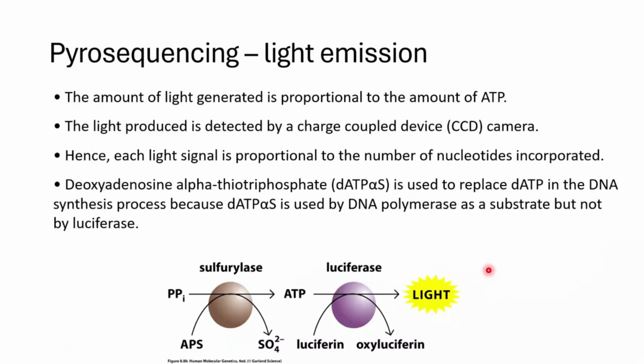Okay. How do you then avoid the dATP being used by luciferase, because it can use it? You have to add a special type of ATP. So this dATP alpha thio, right? So this is basically a thiotriphosphate, and it has a sulfur or thiol group that is added to the alpha phosphate among all the 3 phosphates. Okay, so this one is used to replace the dATP.